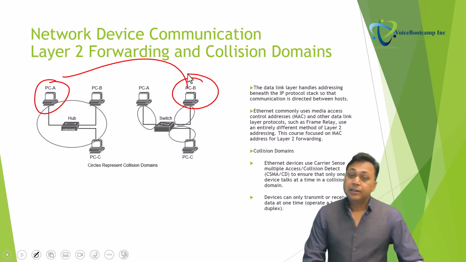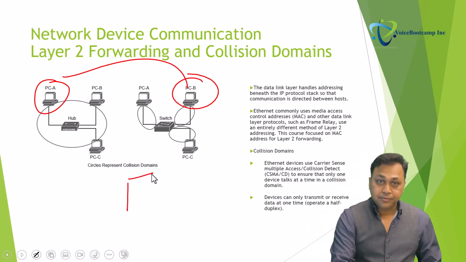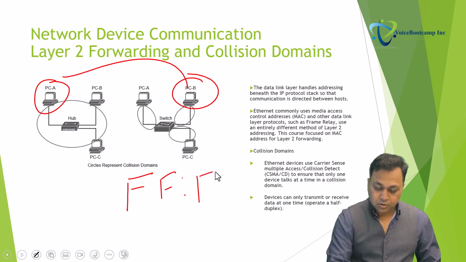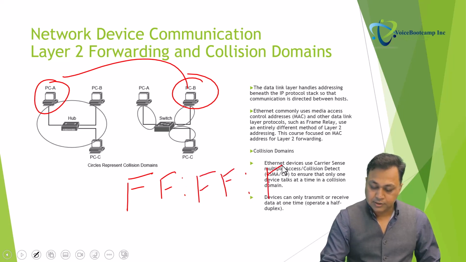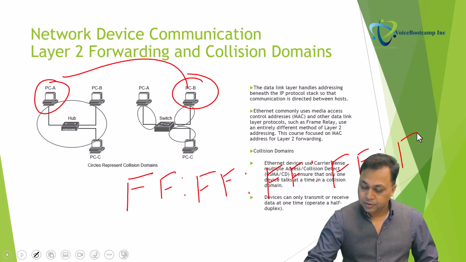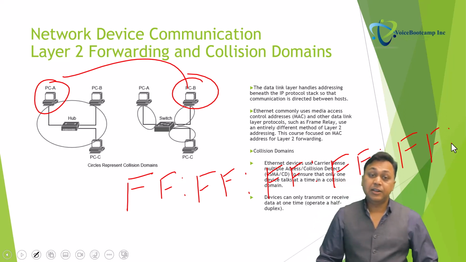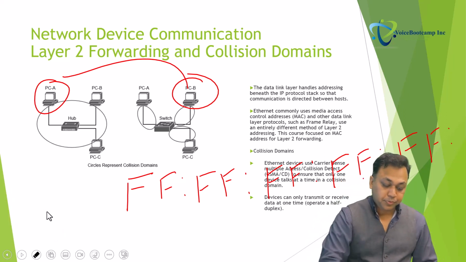Network broadcasts use a MAC address such as all F's. This is the special MAC address with all 6 octets of F's. This represents a network broadcast address.